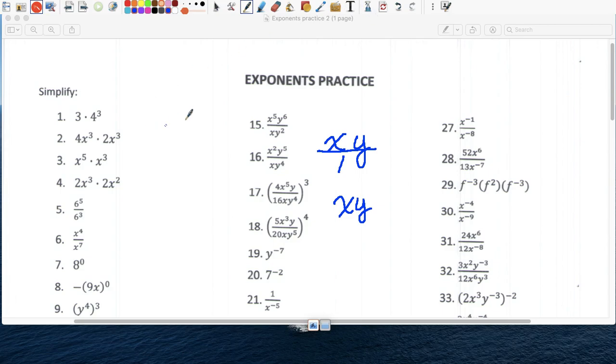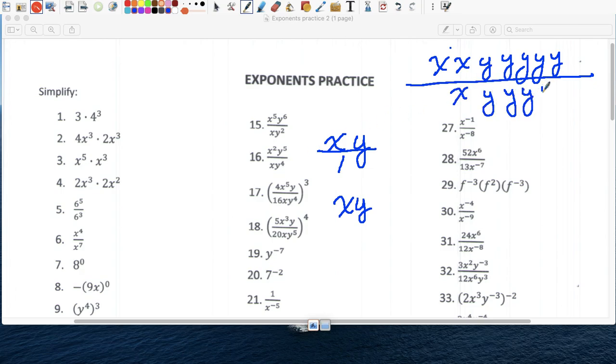Let me expand it over here to show you that. Doing it when we expand it, x squared means there's 2 x's. Y fifth means there's 5 of them. Over x, 1 x at the bottom, and y to the 4th would be 4 y's at the bottom. I've simplified them. This x and this x can be simplified to 1, right? Becomes a 1. This y and this y becomes a 1 and a 1. This y and this y becomes 1 and 1. And this y and this y becomes 1 and 1.